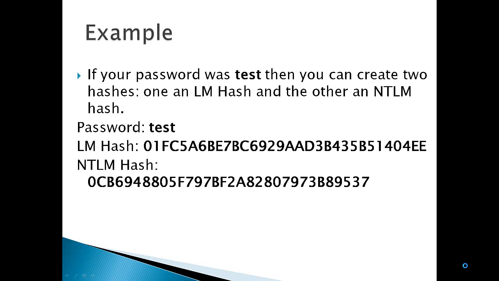Here's an example. If your password was test, T-E-S-T, then you can create two hashes. One an LM hash and the other an NTLM hash. And you'll notice that by default, Windows will create both an LM and an NTLM hash. So for the password test, we would get an LM hash 01FC, etc., and we would create an NTLM hash 0CB694, etc. And here again, these hashes' lengths will be the same regardless of the length of the password.